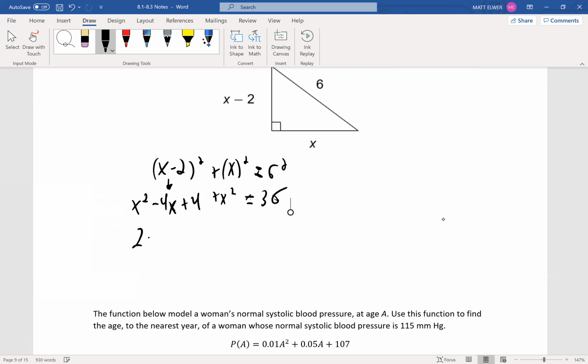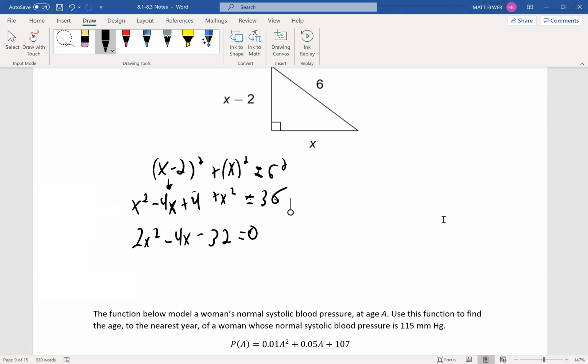So we get 2x squared minus 4x, and then we have this 4 right here. This is our constant term, right? And we're subtracting 36 on both sides. So 4 minus 36 is a negative 32, and that's still equal to 0 now, right? Since I subtracted 36 on both sides.